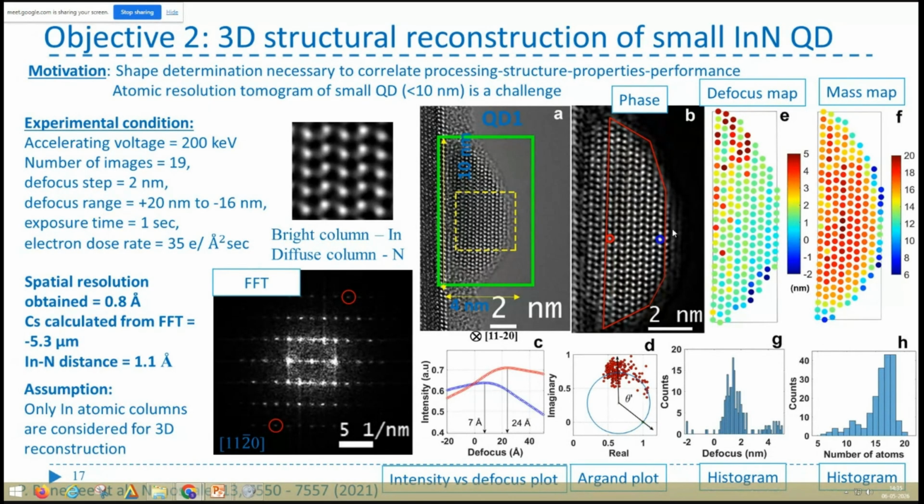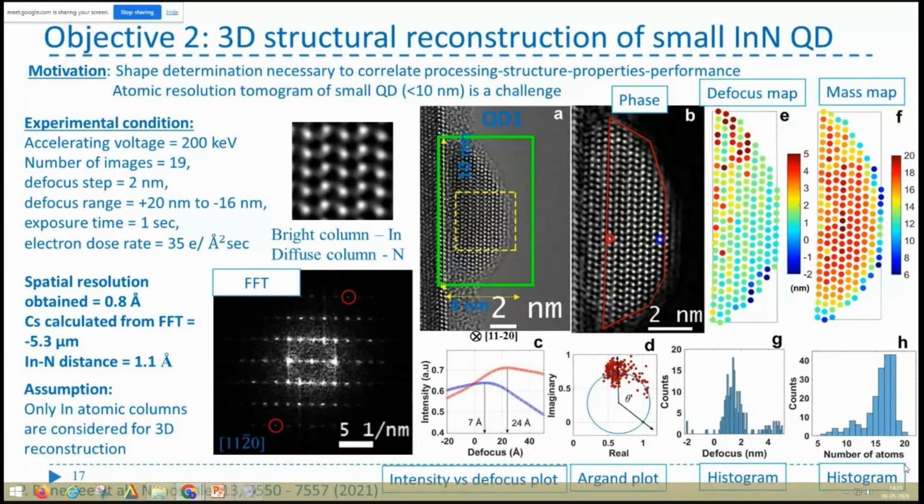And this is the one image, and this is the reconstructed phase of the exit phase wave. And you can see this is the MIP criteria, the intensity, so which defocus I have to take for one of the atomic columns, and this is another atomic column. And in the argon plane, you see there is a lot of deviation. This is because there is a thick carbon film. And this is the defocus map, and this is the mass map, and this is a histogram for each of the atomic columns. We have taken all the atomic columns.